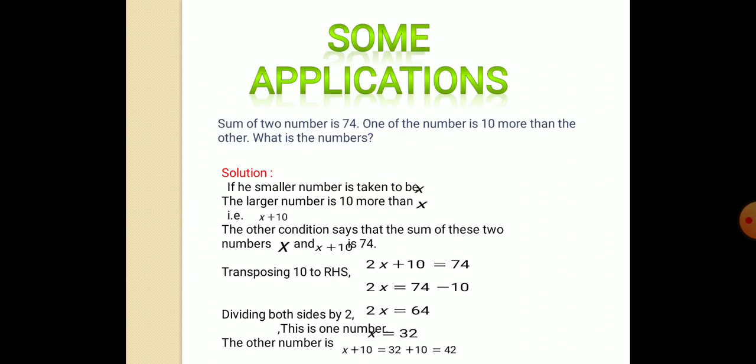Some applications. The sum of two numbers is 74. One of the numbers is 10 more than the other. What are the numbers? If the smaller number is taken to be x, the larger number is 10 more than x, that is x + 10. The other condition says that the sum of these two numbers, x and x + 10, is 74. Therefore 2x + 10 = 74. Transposing 10 to the RHS, 2x = 74 - 10. Therefore 2x = 64. Dividing both sides by 2, x = 32, and the other number x + 10 = 42.